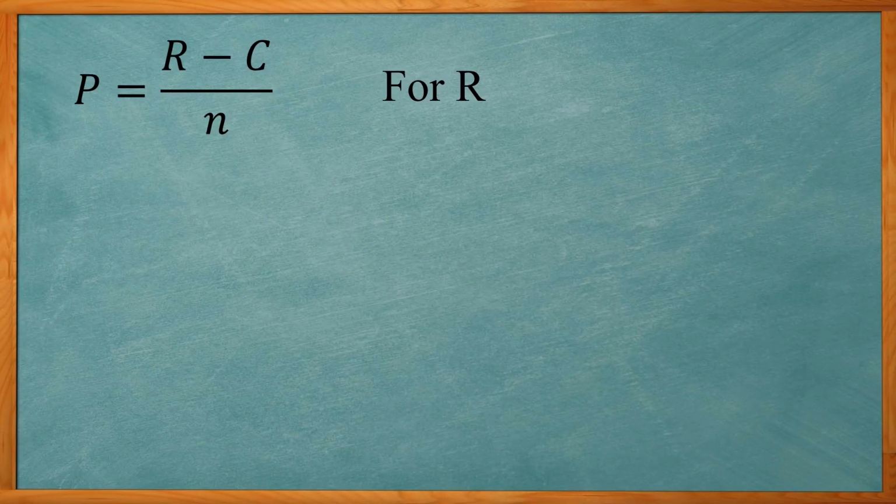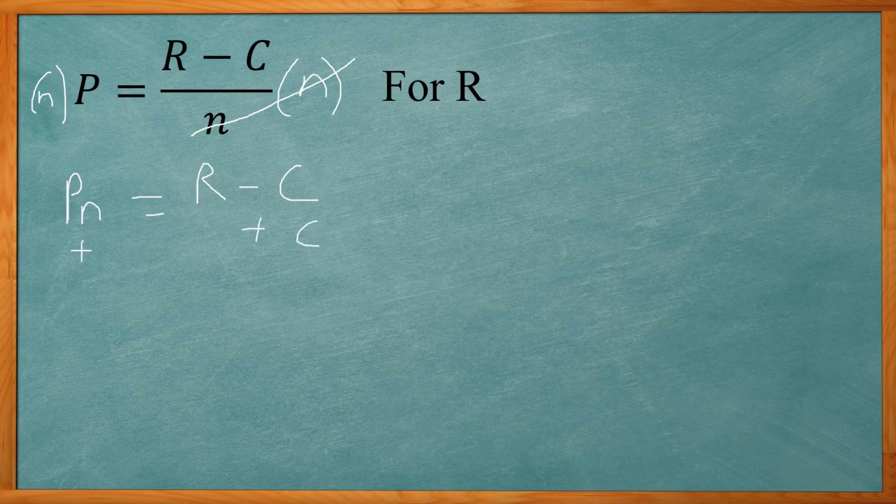Now this one has p equals r minus c over n. We want to solve for r. So my first step here, I want to get rid of that n on the bottom, so I'm going to multiply both sides by n. That's going to cancel that out to 1. So we got pn equals r minus c. And I want to get the r by itself, so I'm going to add c to both sides. So it's going to be p times n, or pn, plus c equals r.